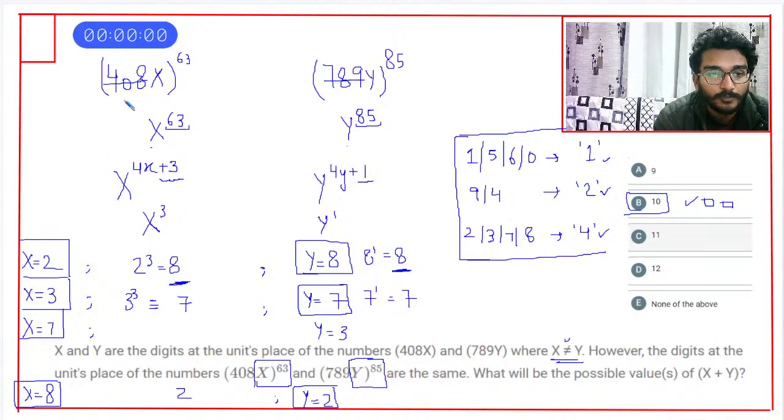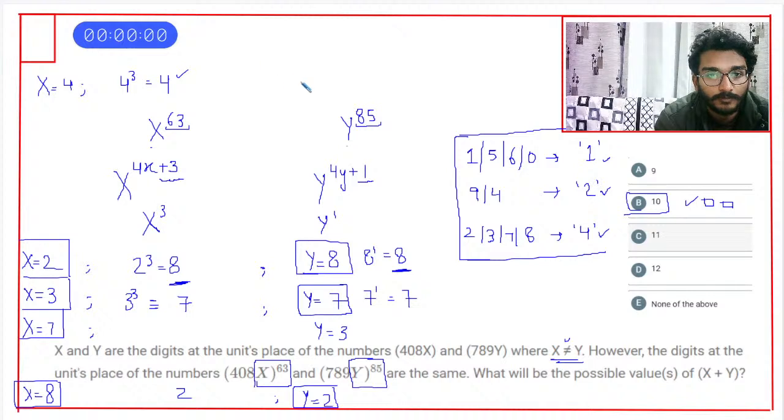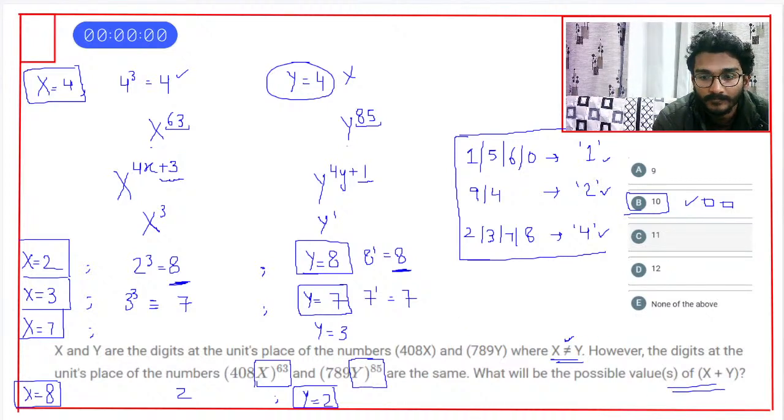You can check, let's suppose you have checked 4. If you plug x equal to 4, then 4 cube would be 64. The result is 4. In that particular case, y has to be 4, but it contradicts the initial criteria that x cannot be equal to y. So this is not possible. So whatever is following this condition, the final result is always giving us 10. Is it clear?